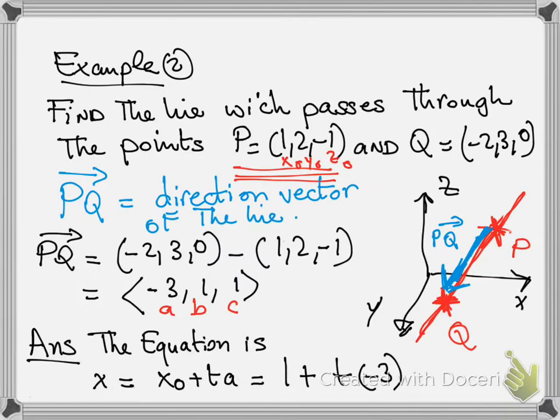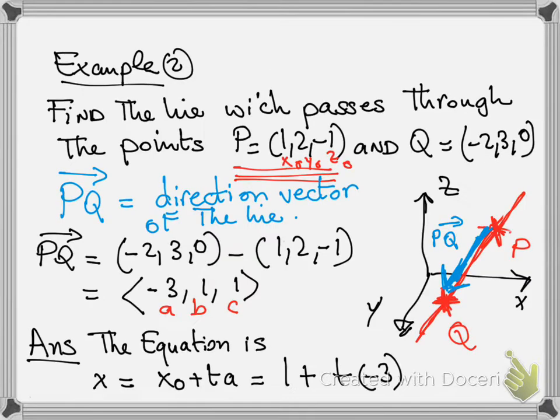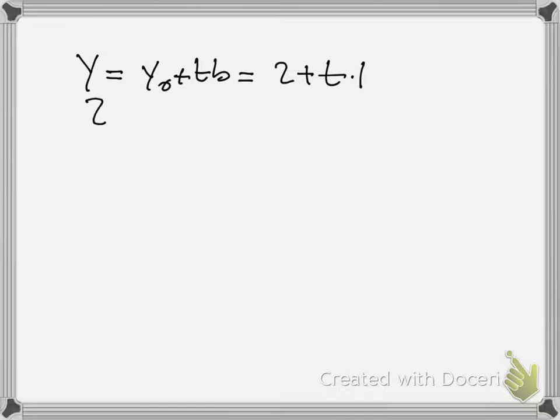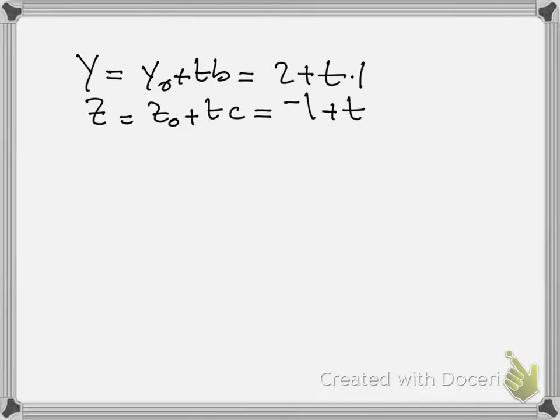Now y is going to be equal to y0 plus t times b. So y0 is 2, plus t times the b. The b is 1, so times 1, and then finally z is supposed to be z0 plus t times c, so z0 is -1, so -1 plus t times c, and c is positive 1. Okay, so times 1. So that's the equation of our line.